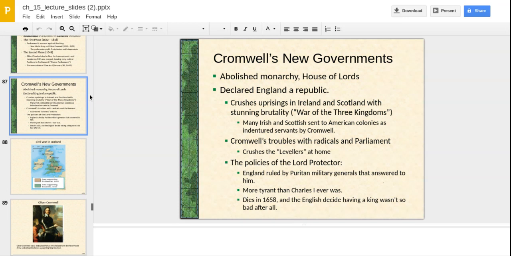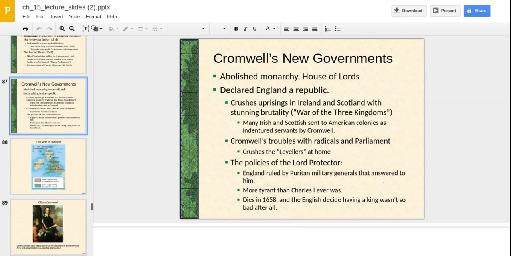All right, so Cromwell gets in. He abolishes the monarchy. He declares England a republic, although he really serves as a dictator. He's calling it a republic, but in actuality, it's really a dictatorship under Cromwell's watch, basically. Many Irish and Scottish were sent to the American colonies as indentured servants by Cromwell. He can be very brutal in Ireland and Scotland.